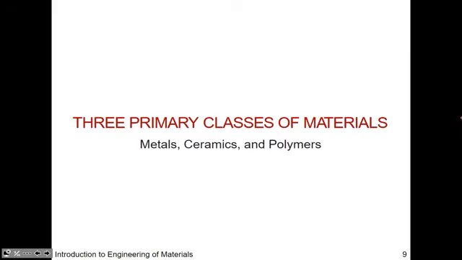Okay, so in the 5-6 sections of Chapter 2, we discussed the 3 types of materials, and we also discussed the 4 types of bonding. So we'll start off with the 3 primary classes of materials.